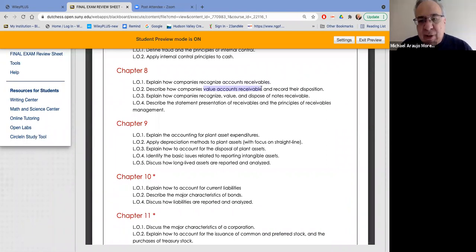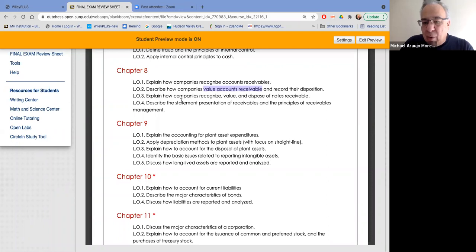GAAP requires us to use the allowance method. And so we learned about the allowance method, creating an allowance for doubtful accounts, and showing that we are putting money aside in that allowance account to identify bad debt. And once we identify bad debt, we use that allowance account to pay down and clean our accounts receivable, in essence.